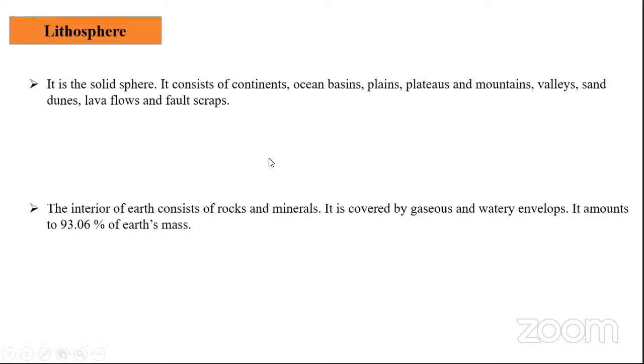So what are the layers, sir? In the lithosphere also there are some layers. Before going to those layers, does anybody have an idea? Students, do you have any idea regarding the layers in the solid part of our Earth?